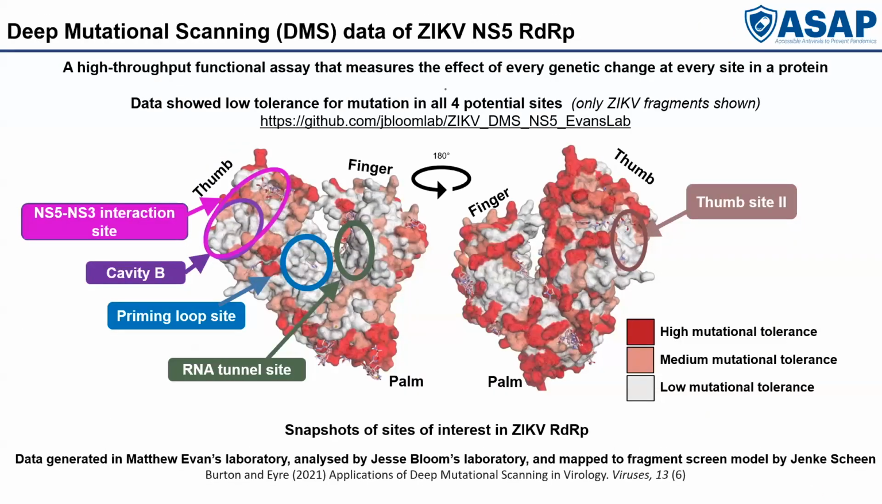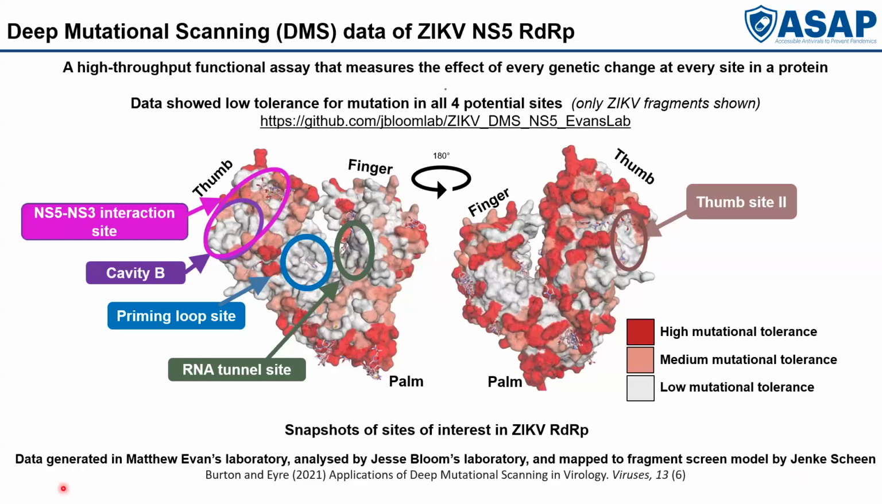Next, we checked the deep mutational scanning data, which is available for Zika NS5 RDRP. We are looking for sites away from the active site, and there is a tendency for these sites to be mutationally variable. To check that, a high throughput DMS, that is, a deep mutational scanning, was performed. It's a high throughput functional assay that measures the effect of every genetic change at every site in the protein.